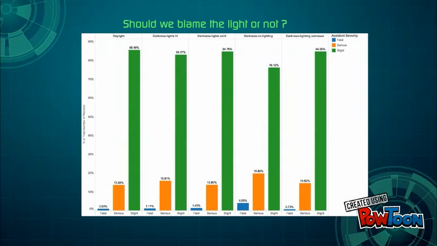Another interesting aspect was the effect of light on the severity of the accident. The daylight recorded the most number of slight accidents, that's around 85.49%, and the darkness with no lighting recorded the highest number of fatal accidents, that's around 4.06%.